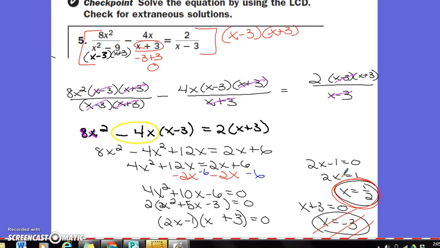You have to reject things that make your denominator 0. All right, that's the end of the notes. We'll go over more things when class starts.